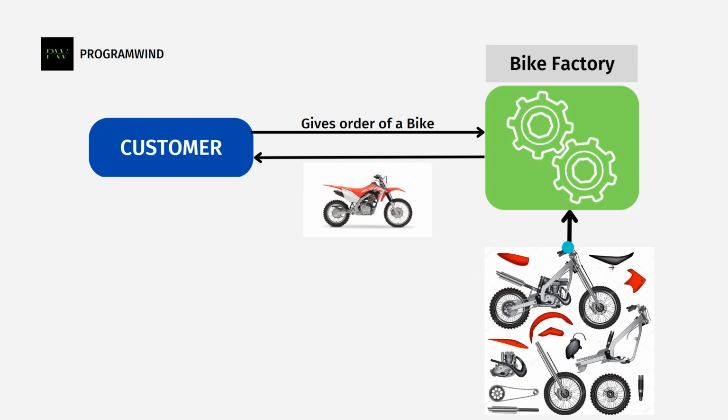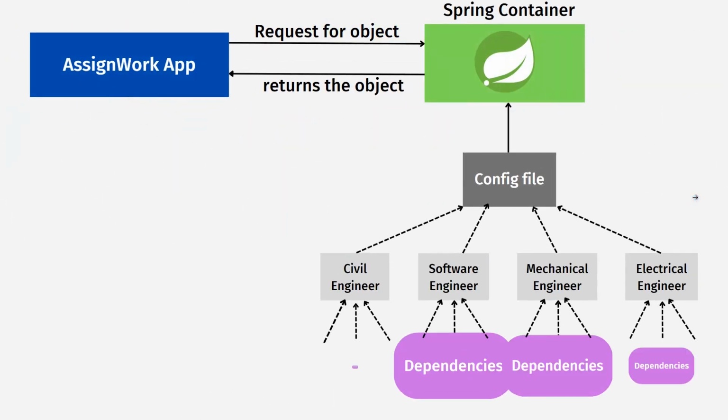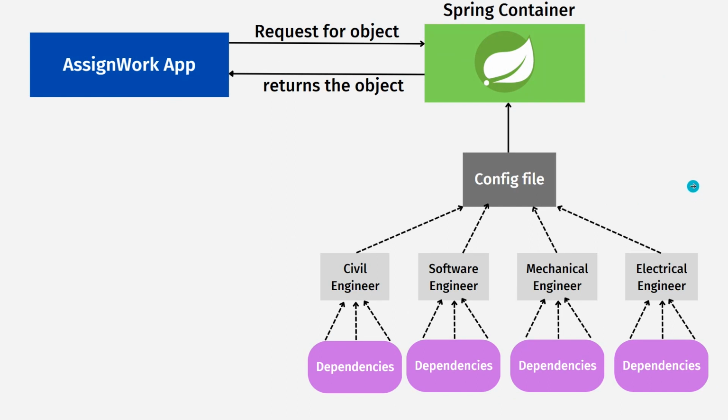Okay, so it's like getting this thing assembled and given to you. So this is the same kind of scenario. The same kind of thing is happening with Spring as well. So this is a high level diagram which will help you relate to whatever is happening in Spring.